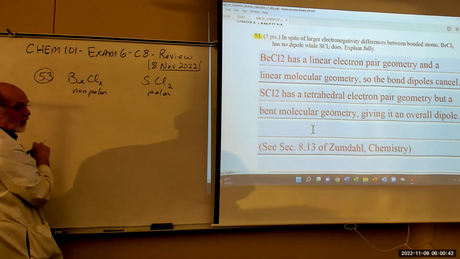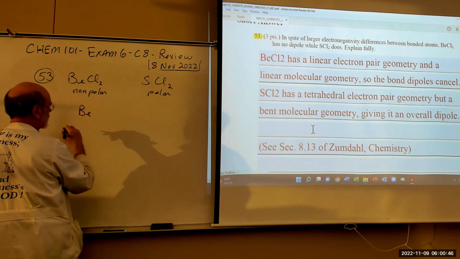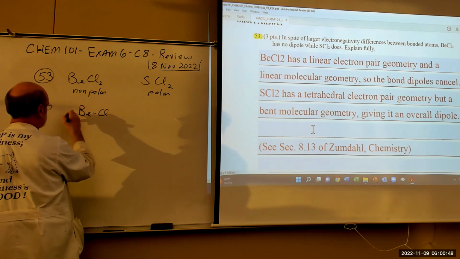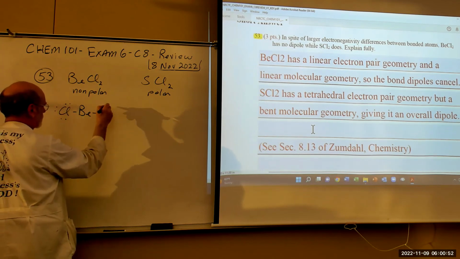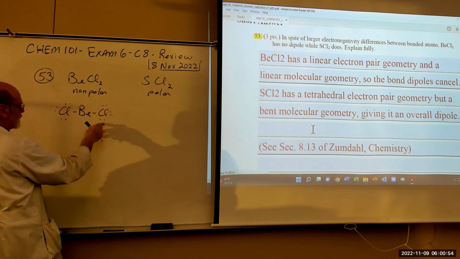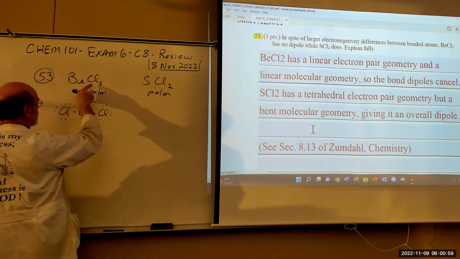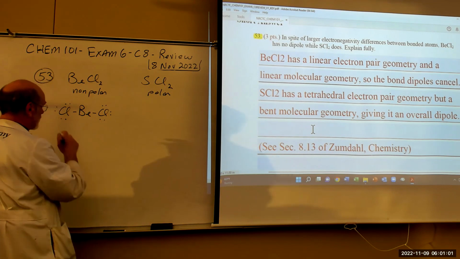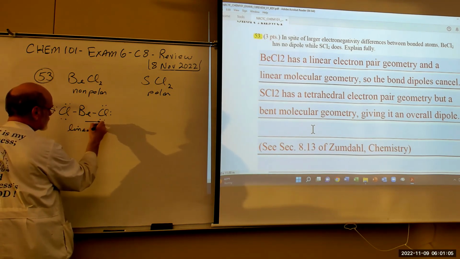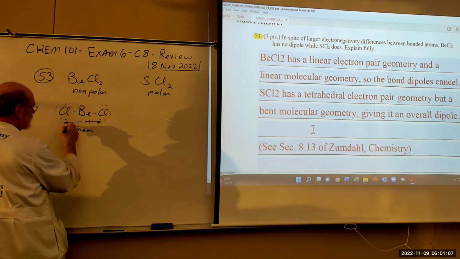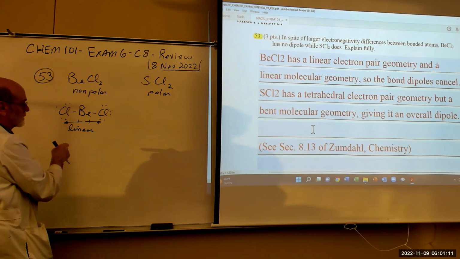We drew beryllium chloride early, and it looked like this. I think we drew it earlier. Right. 2, 4, 6, 8, 16. So that's 2 and 14 is 16. That's a linear molecule. So this dipole cancels that dipole. That's why this is nonpolar.